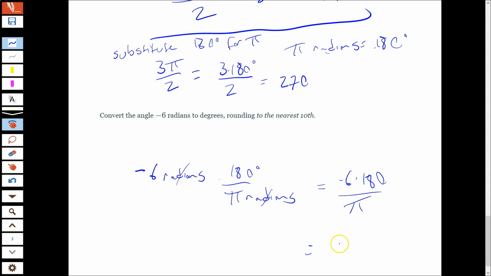because negative 6 radians is a different angle than positive 6 radians. Then you divide that out, and you get negative 343.775 and some change. This decimal will go on forever because pi goes on forever. Degrees, and then it says to round to the nearest tenth. Most of you are good at rounding now. The 7 tells me to round up, so I get negative 343.8 degrees.